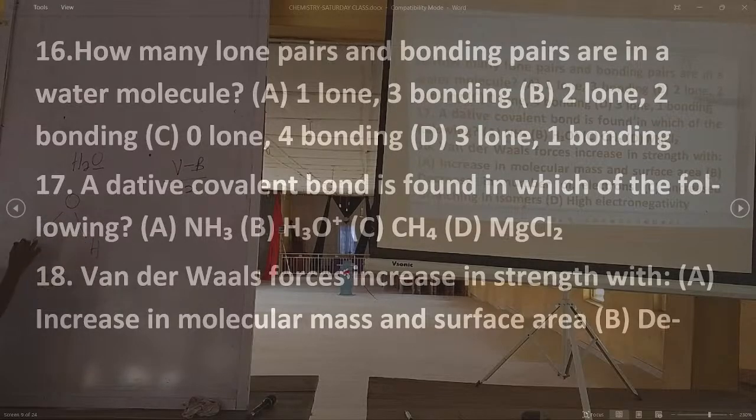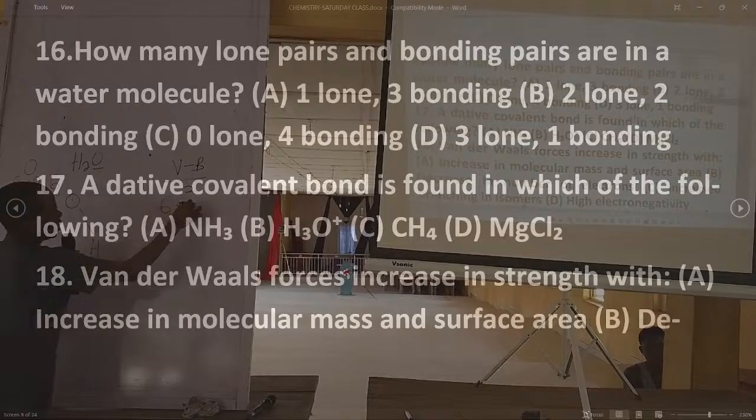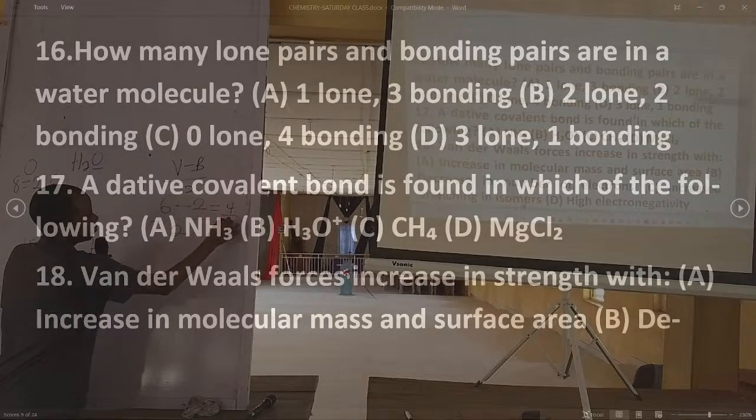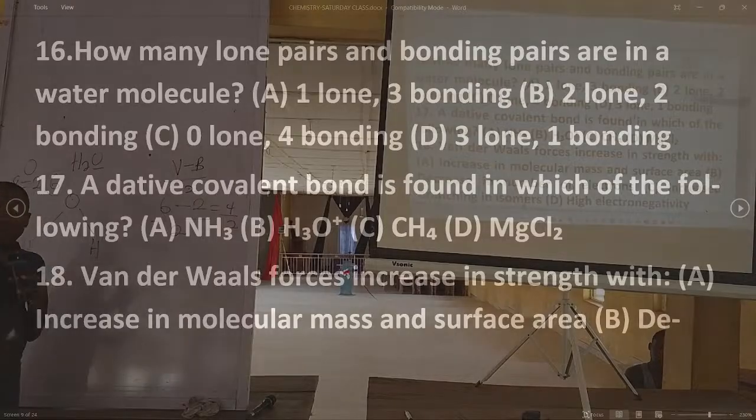The shape of the water molecule is V shape, and oxygen is at the center. We know oxygen has atomic number 8, meaning it has 6 valence electrons. So the number of valence electrons is 6, minus how many bonds it forms: this 1, this 2. That's minus 2, all over 2, so it becomes 4 over 2. So it has 2 lone pair electrons.